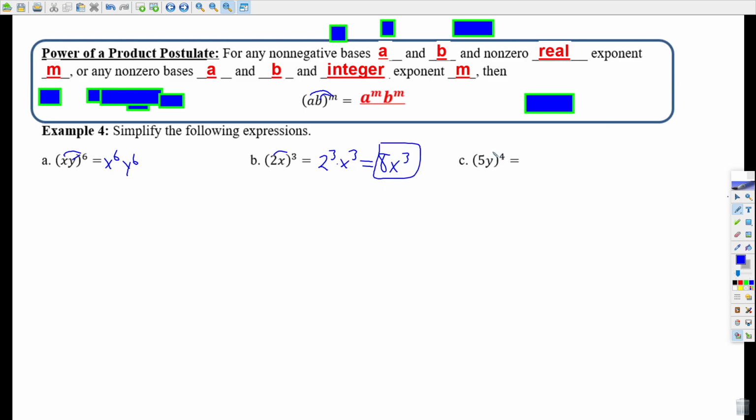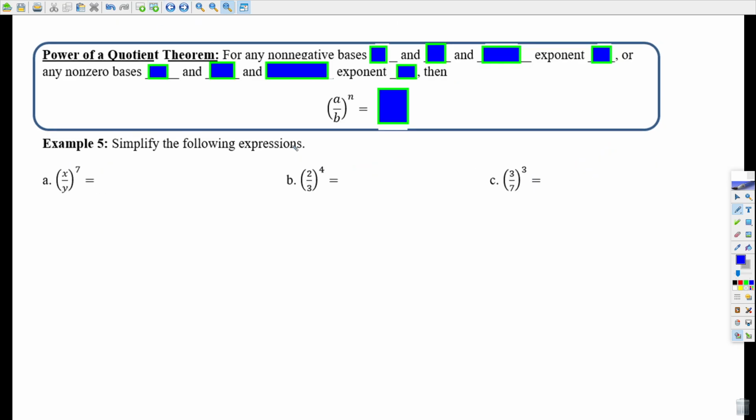That's your answer. And the same thing for the last one. 5 goes to both of these, so we have 5 to the 4th, y to the 4th. Now, 5 to the 4th is 5 times 5 times 5 times 5. So that's like saying 25 times 25, which is 625. So just make sure that you're not doing 5 times 4 and getting 20. It's not the same thing. Power to another power there.